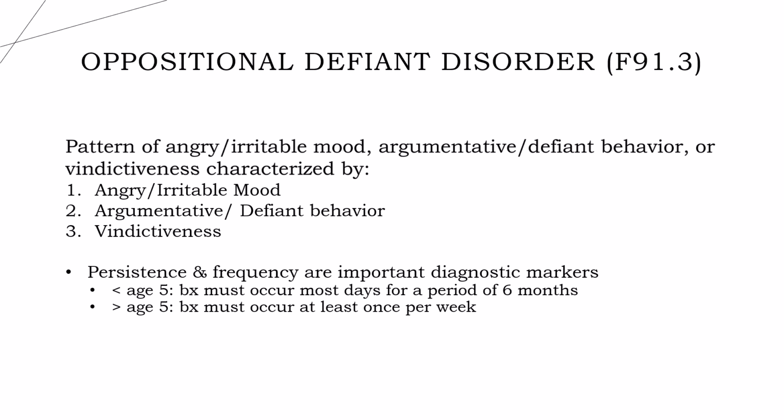Now, of course, when we're considering this diagnosis, we do have to take into consideration persistence and frequency, because that's going to vary based on age. So below age 5, it's got to be most days for 6 months. Over age 5, we're going to see symptoms at least 1 day a week.